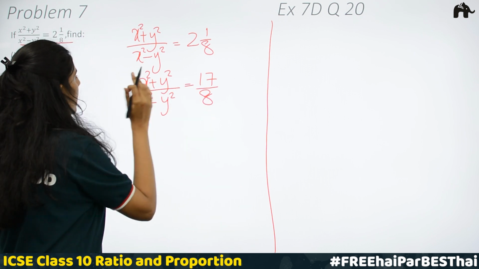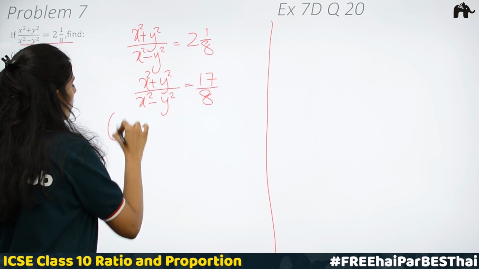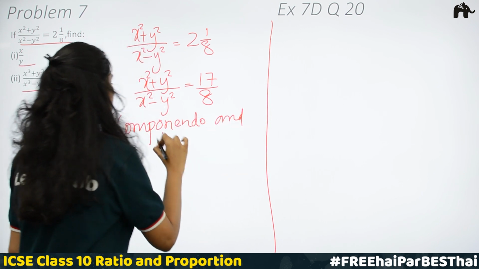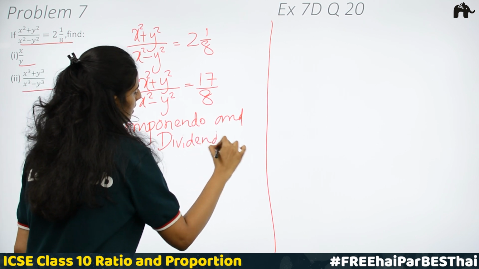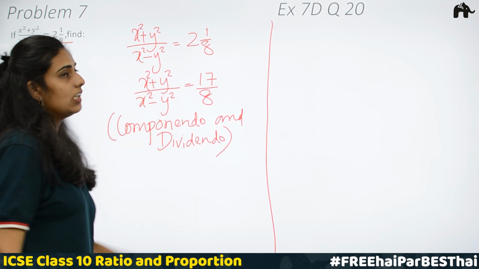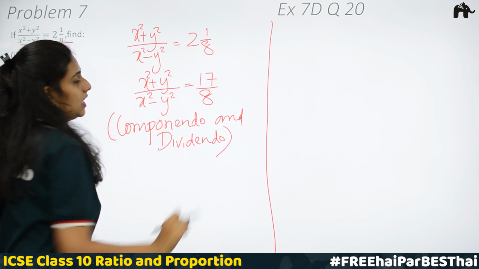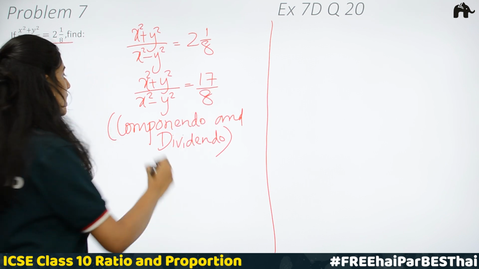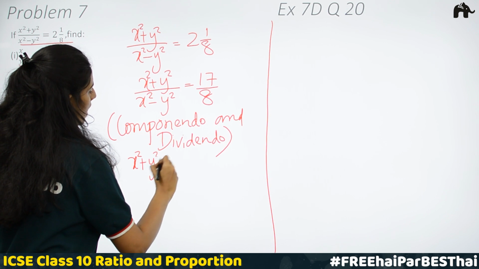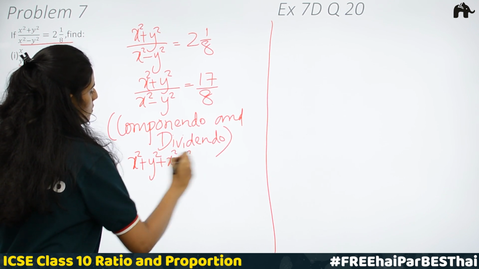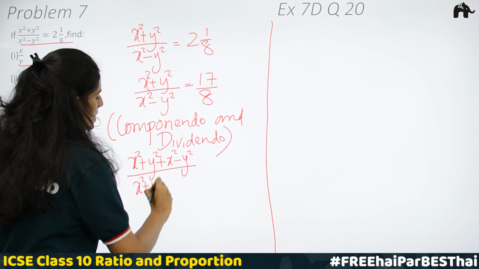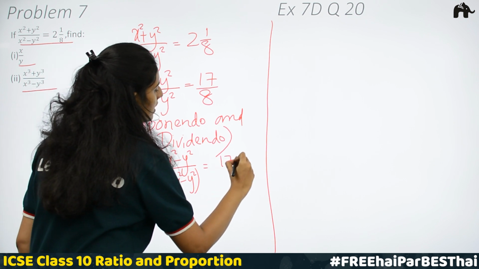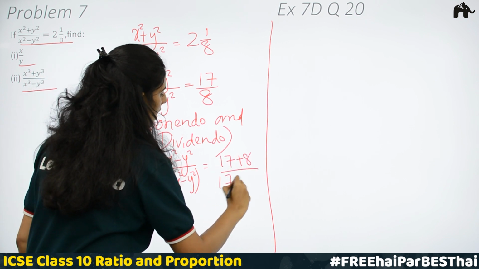Okay. Now, to find x by y, we will first apply the componendo and dividendo property. Applying componendo and dividendo property, what do we get? Here in place of a, we have x square plus y square. In place of b, it is x square minus y square. C is 17 and d is 8. That is x square plus y square plus x square minus y square divided by x square plus y square minus of x square minus y square is equal to 17 plus 8 divided by 17 minus 8.